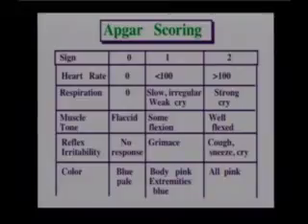So the baby's heart rate, if it's greater than 100, they get 2 points. If it is beating but less than 100, they get 1 point. And if there's no heart rate, 0 points. Respirations, if the baby has a good strong cry, we get 2 points. If the baby has slow, irregular respirations or a weak cry, 1 point.